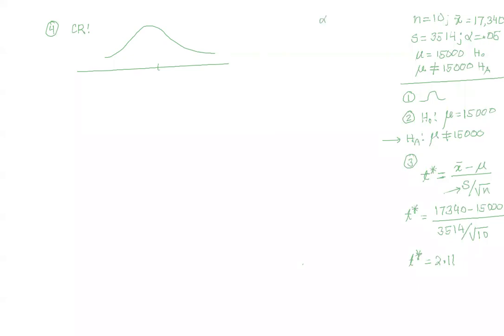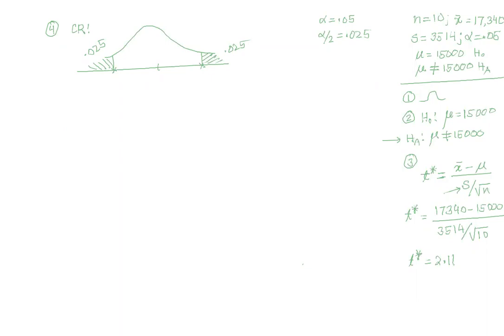So your alpha is 0.05. So your alpha over 2 is 0.025. So your right tail is going to be 0.025, and your left tail is going to be 0.025. Now, everybody look it up in the student T distribution table, not the standard normal.